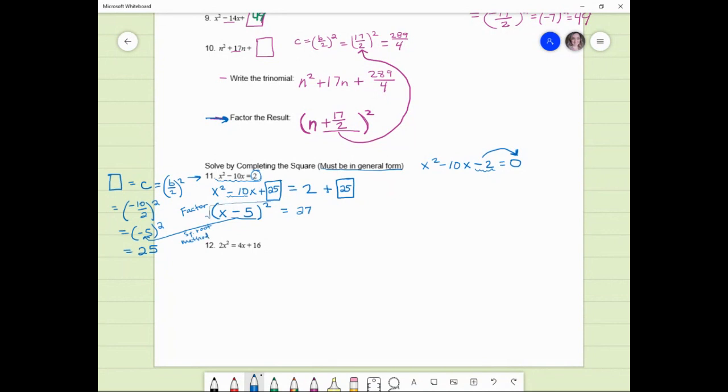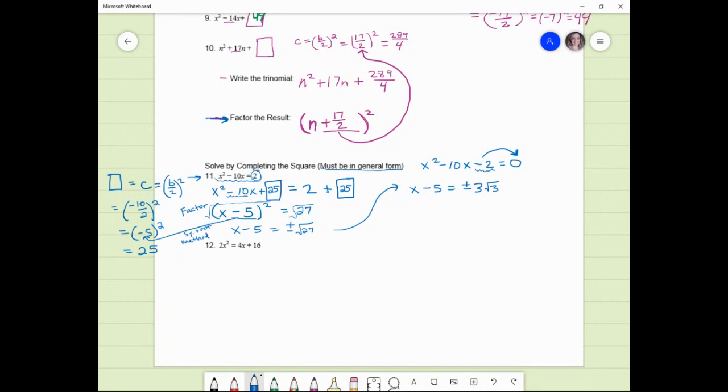So now I'm going to take the square root of both sides, because I've got something squared equals a number. So this becomes x minus 5 equals plus or minus the square root of 27. Now, can I reduce the square root of 27? Yes, I can. So x minus 5 equals plus or minus 3 radical 3.